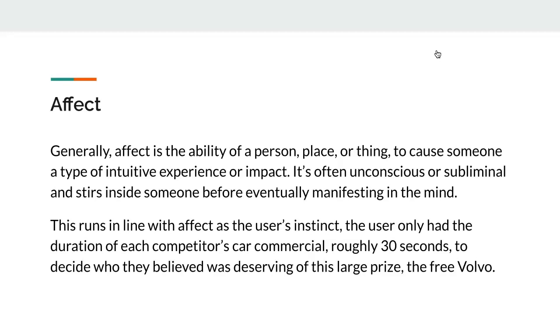So moving forward, generally, effect is the ability of a person, place, or thing to cause someone a type of intuitive experience or impact. It's often unconscious or subliminal, and it stirs inside someone before eventually manifesting in the mind. So this runs in line with effect as user's instinct. For the Volvo commercial, the user only had the duration of each competitor's car commercial, which is about 30 seconds per automobile brand, to decide who they believed was deserving of the large prize, the free Volvo. And so we talk about the unconscious and it manifesting itself. This is a good example of the users having to unconsciously decide who they believe should be nominated for the Volvo and then actually having to act on it.